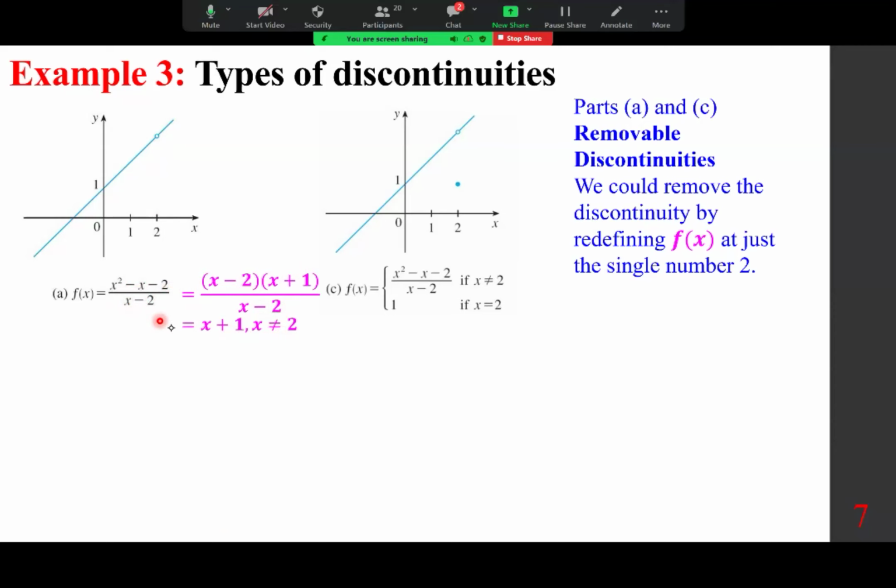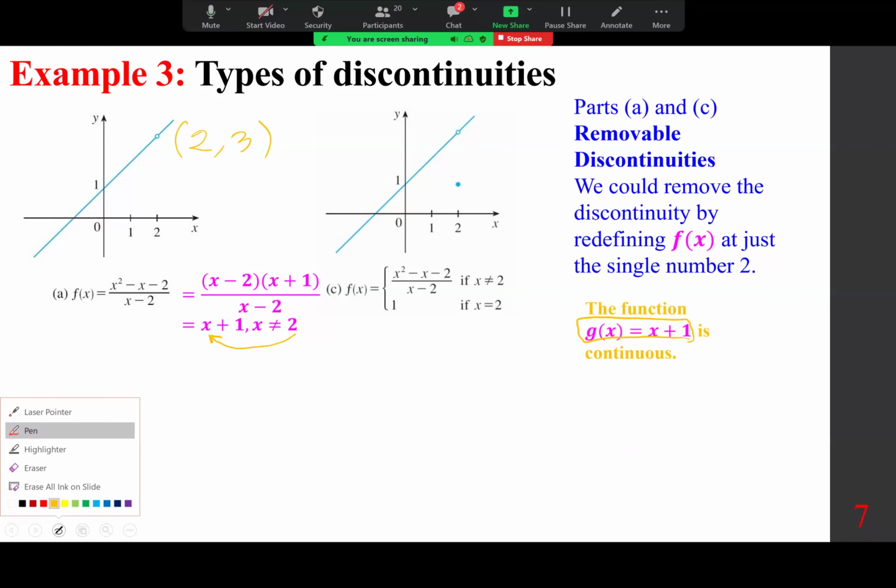So what happens at 2? If you plug in 2 into this line, everybody, because this is a continuous function, this is a line, it gives you 3. So the point (2, 3) is the location of the hole.